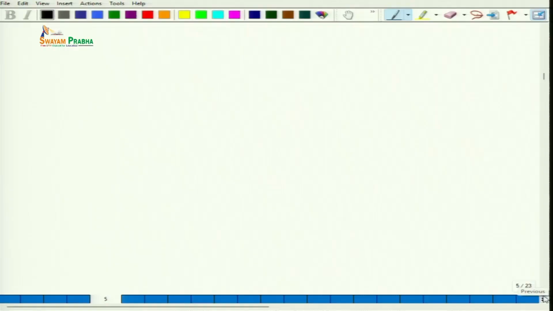So, now we have studied the DC gain. The next concept we will move on to is something called the block diagram.